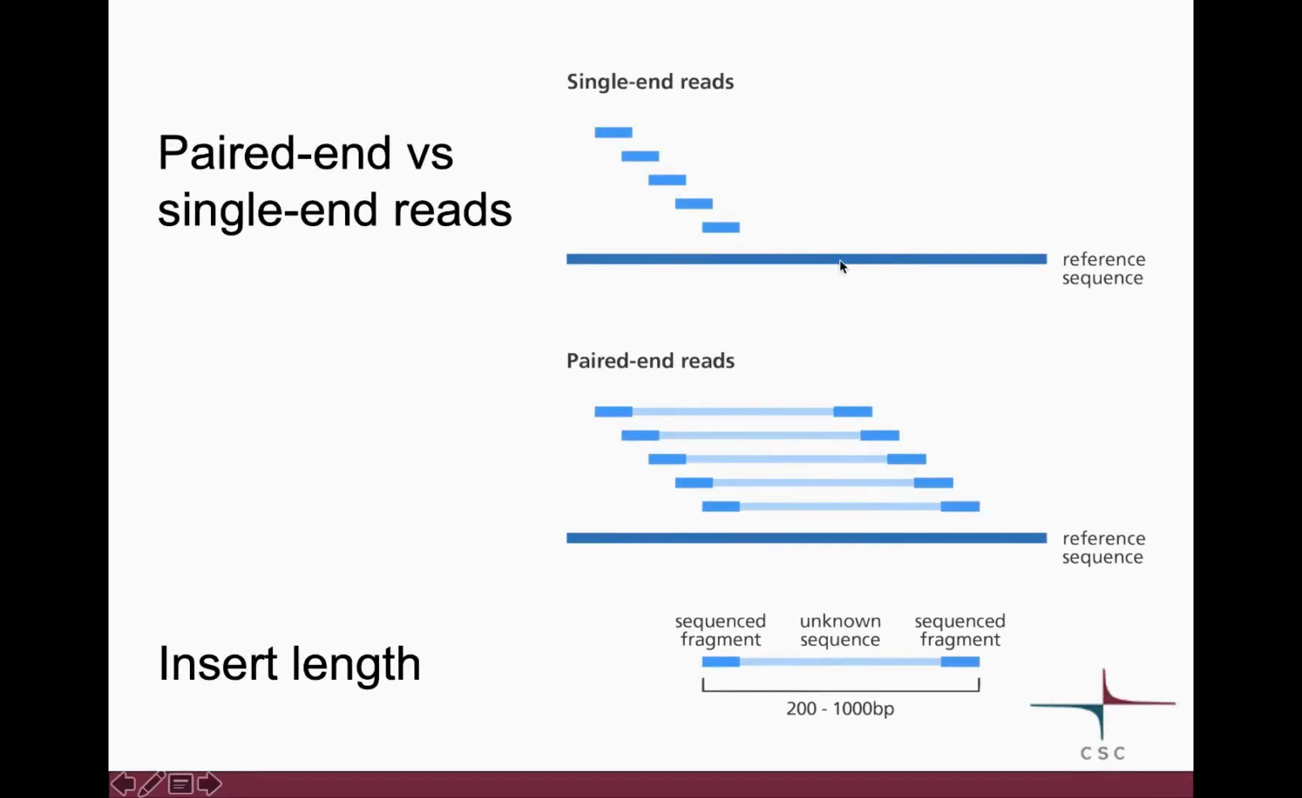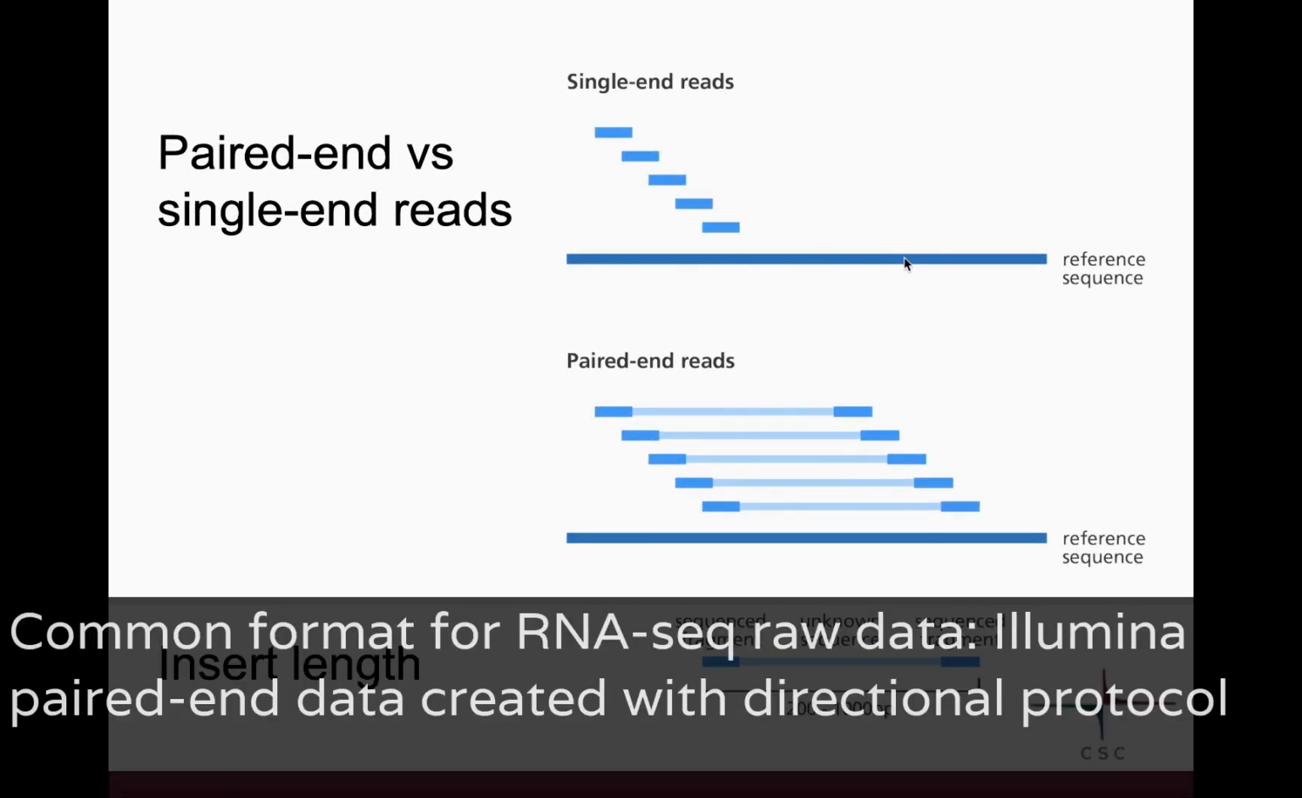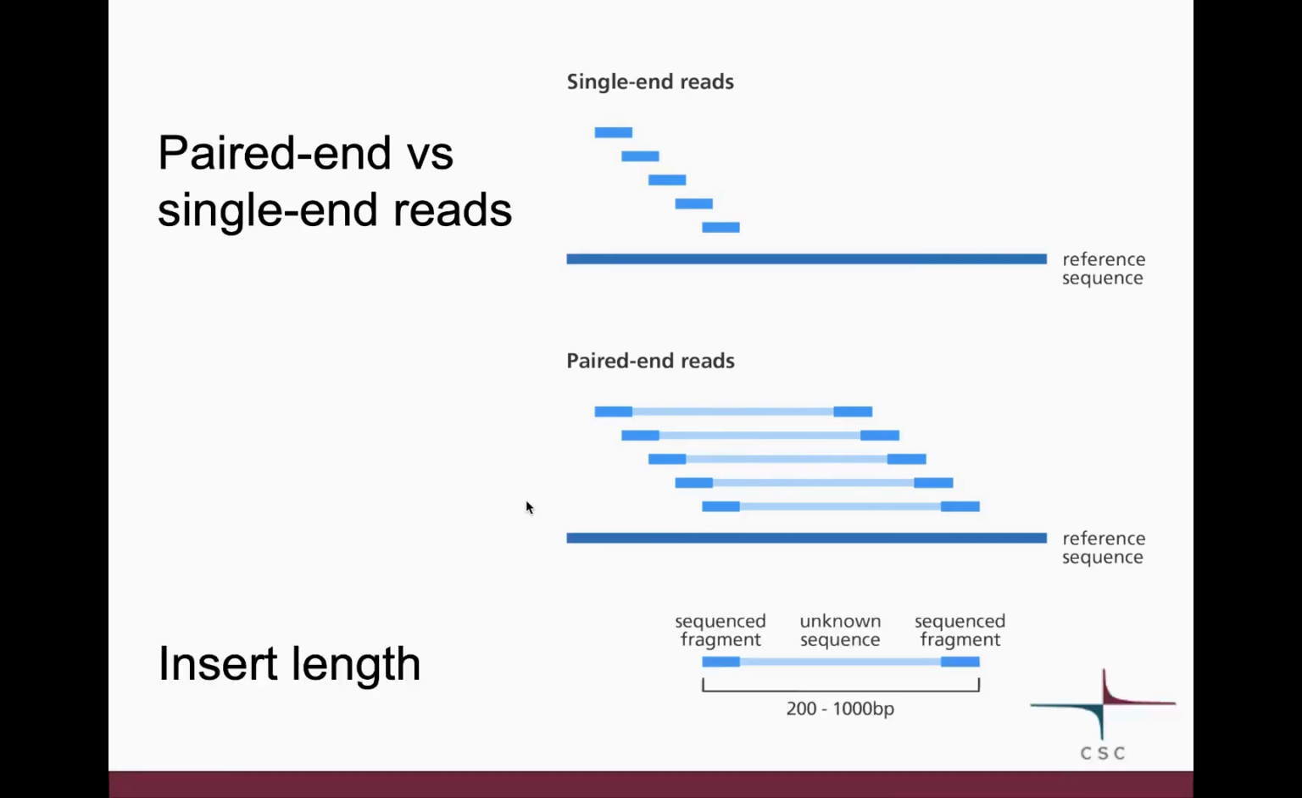So you know the very basics of alignment, checking where in the genome the reads come from. Nowadays, a very common format for RNA-seq raw data is the Illumina paired-end data created with a directional protocol. That was a lot of words, so let's break it down. Having Illumina paired-end data means that you have two reads coming from the opposing ends of the RNA fragment.